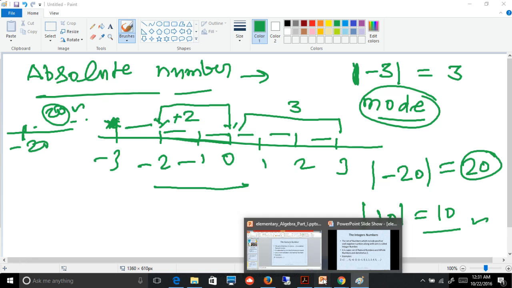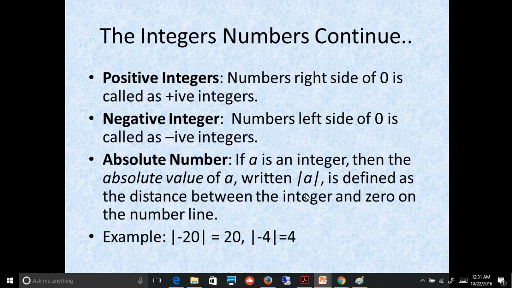Now I'm moving to the next topic. I covered this one. A positive integer is a number on the right side of 0. A negative integer is a number on the left side of 0. Absolute number: if a is an integer, then the absolute value of a is written as mod of a, and is defined as the distance between the integer and 0 on the number line. For example, mod of minus 20 is equal to 20, and mod of minus 4 is equal to 4.